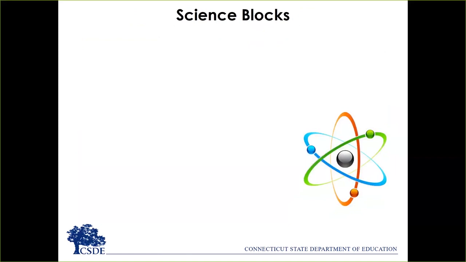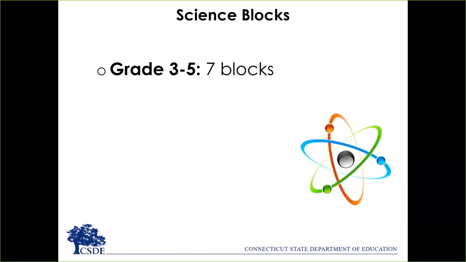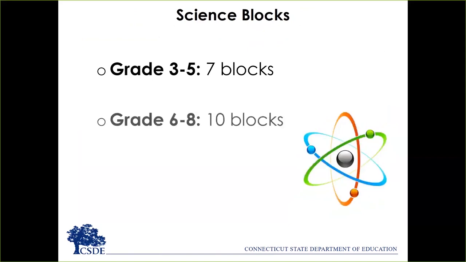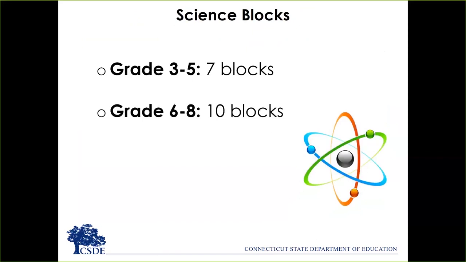There are 27 NGSS Interim Assessment blocks representing Earth, Life, and Physical Science. Each block contains 2 clusters. In grades 3 to 5, there are 7 different blocks containing a total of 14 clusters. In grades 6 through 8, there are 10 different blocks for a total of 20 clusters. And lastly, in grades 9 through 11, you will find 10 different blocks for a total of 20 clusters.